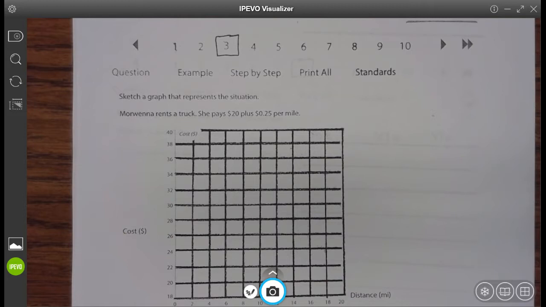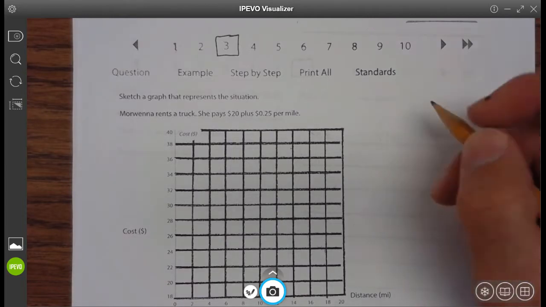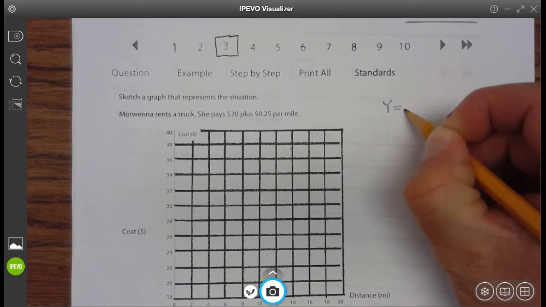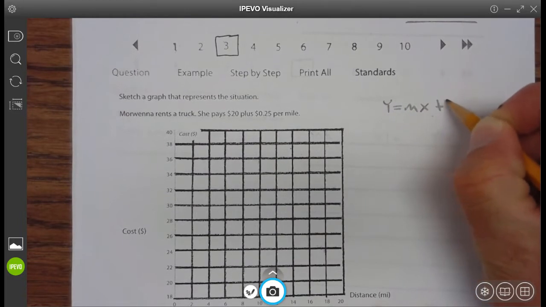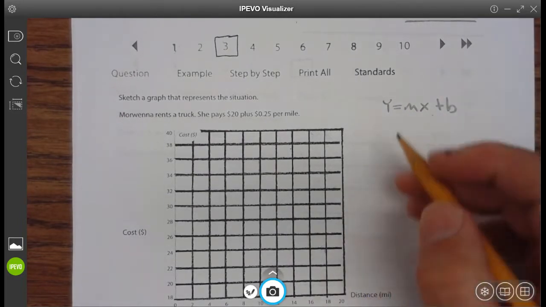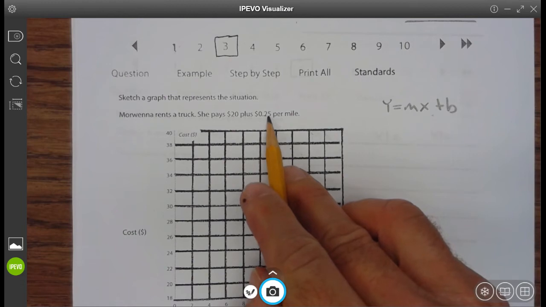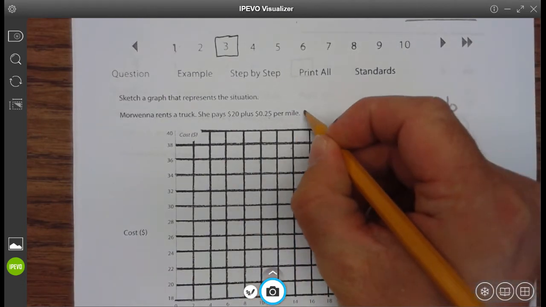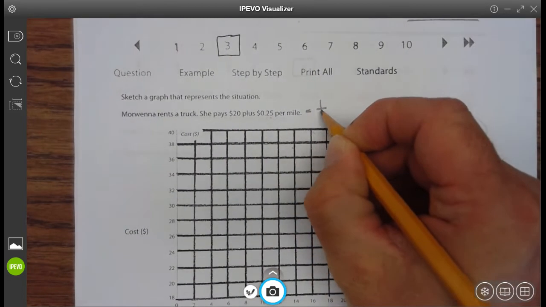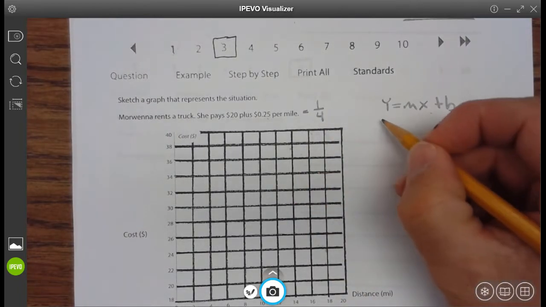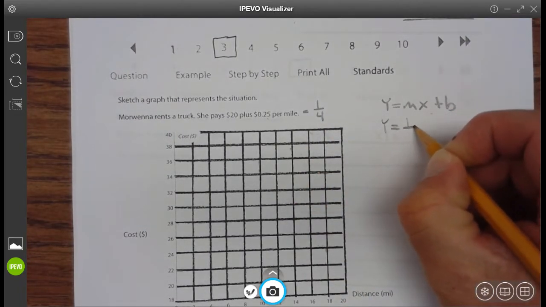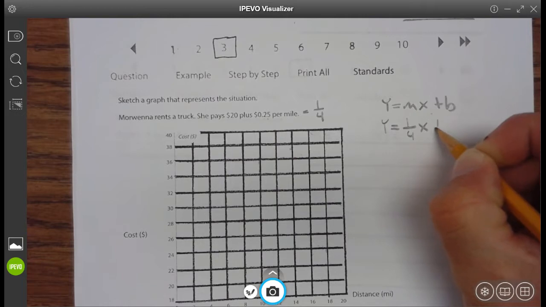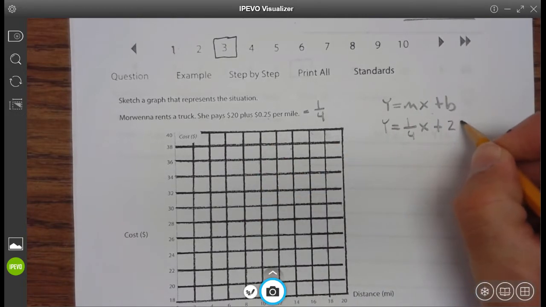Example 3. Sketch a graph that represents the situation. Marina rents a truck. She pays $20 plus 0.25 miles per day. So we need to write this equation in the form y equals mx plus b, where m is 0.25, and let's go ahead and write that as a fraction, 1/4. So you have y equals 1/4 x plus your y-intercept is 20.